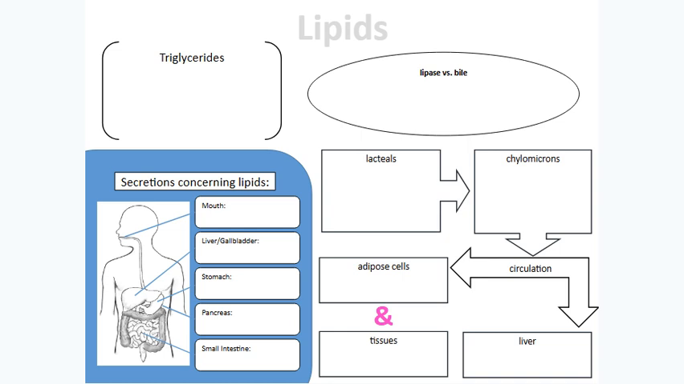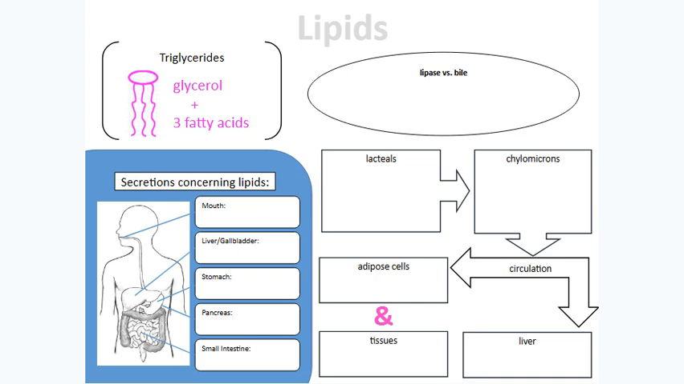We also have sterols, which have that ring shaped structure that do things like make hormones. And then we also have triglycerides, which we're going to focus on today because today we are talking about dietary fat and how it's taken into the body. And the vast majority of the fat that we get in our diet is going to be in the form of triglycerides. So let's start with that.